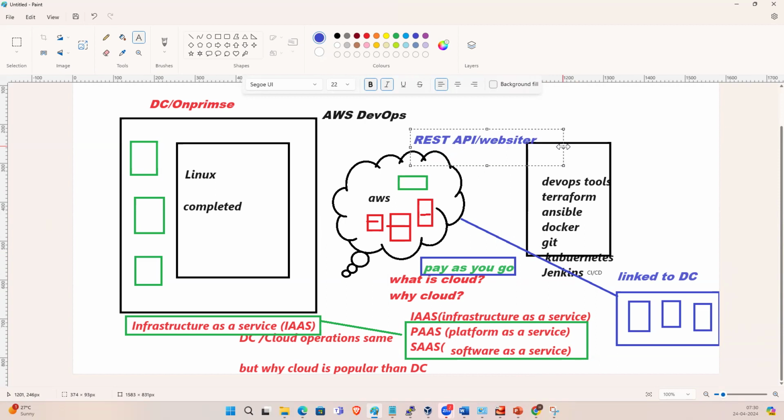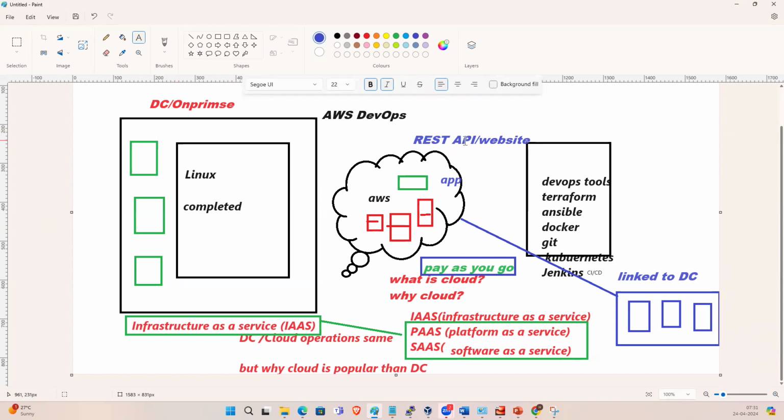API means nothing but an application. REST API means application interface. Application interface is something like an app, right? In mobile, what you are calling an app. The same, like an app or a website. There is no website for the DC. There is a website for the cloud. There is no website for the database or data center.